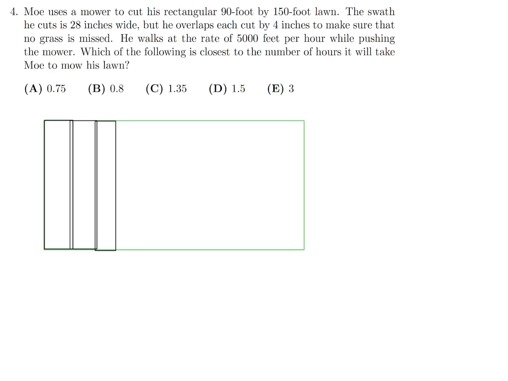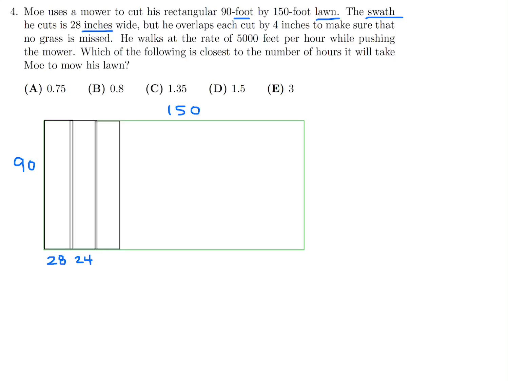Like that. And basically, he has a dimension here of 90 by 150, and this is in feet, because they're mixing feet with inches here. And then each swath is 28 inches wide. So this first one is 28 inches. But then each one after that overlaps the other one by 4 inches. So you really only get 24 inches of new cut, right? Because 4 of those inches are overlapping the previous already cut portion.